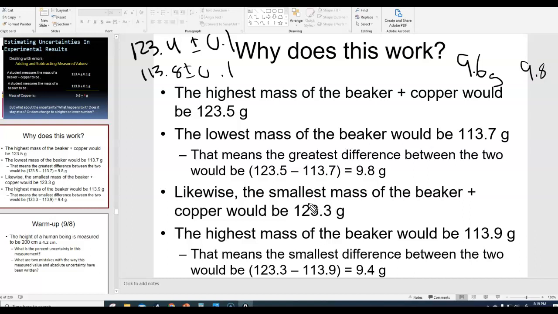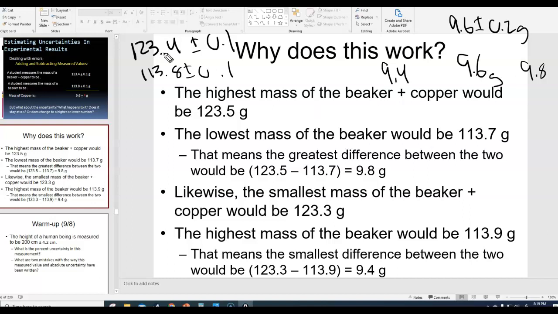And likewise, if you looked at the smallest possible value for the mass of the beaker plus copper, that would be 123.3 grams, assuming you were on the very low end of this top measurement. And if you looked at the high end of the mass of the beaker by itself, that would be 113.9, and if you subtract those two, you would get 9.4 grams. In other words, looking at the extreme values, the mass of the copper by itself has to be between 9.4 and 9.8 grams. So that would be 9.6 plus or minus 0.2 grams to give us that range. And so that does, in fact, work if you look at it like that.